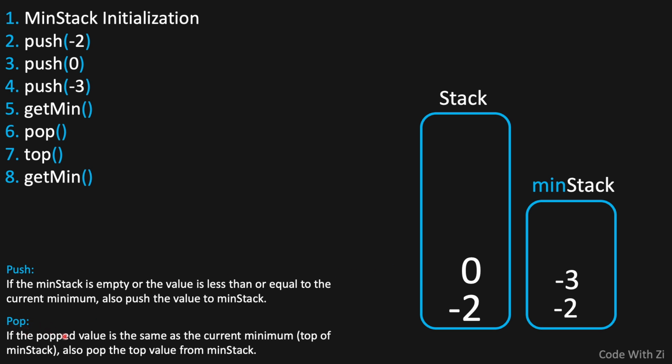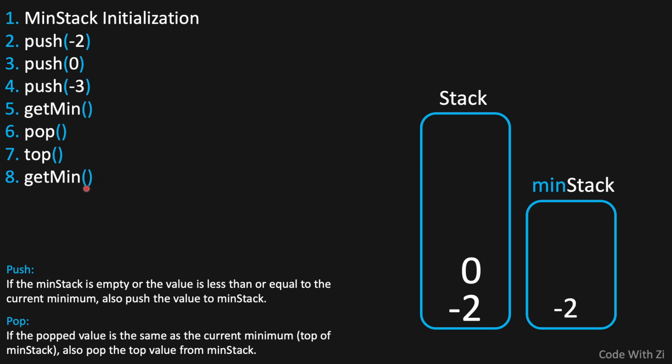It says if the popped value is the same as the current minimum, meaning the top of our min_stack, well, yeah, it is, because the value that we popped was -3 and the top value in our min_stack is also -3. If that's the case, pop the value from the min_stack as well. Well, that's it. And then we're going to have a top, and top is just basically going to return the top element inside of our stack.